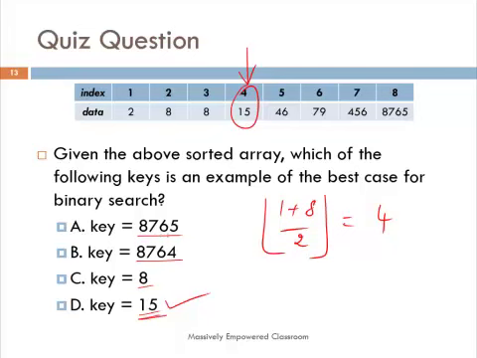8765 is perhaps the worst case. It is not the best case at all, because it's at the end of the array. This element doesn't even occur in the array, so that would also require log n comparisons to determine that it does not occur in the array. This element occurs somewhere in the middle. So the best case for binary search is where the element you are looking for is actually present in the midpoint of the array. So in this case, the correct answer is D, 15.